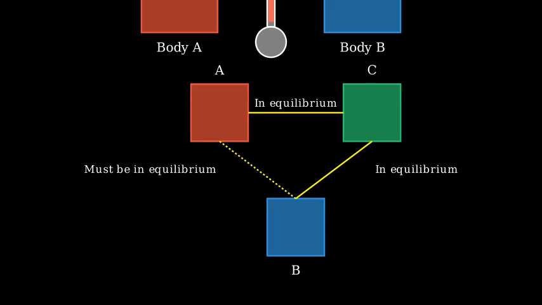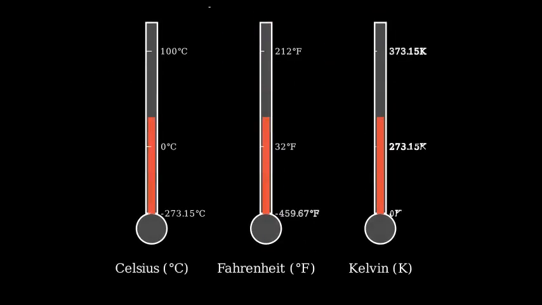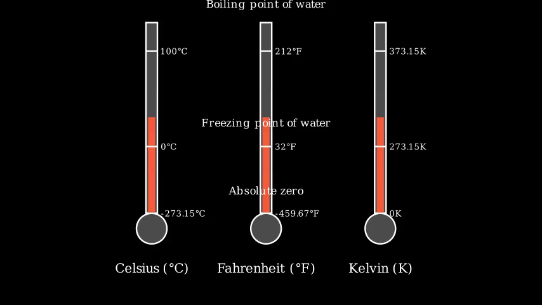Now, let's talk about temperature scales. The Celsius scale is based on the freezing and boiling points of water, which are 0 degrees Celsius and 100 degrees Celsius respectively. The Fahrenheit scale is also based on water, with freezing at 32 degrees Fahrenheit and boiling at 212 degrees Fahrenheit. The Kelvin scale is an absolute scale with 0 at the theoretical temperature where molecular motion stops. This is negative 273.15 degrees Celsius, or absolute zero.